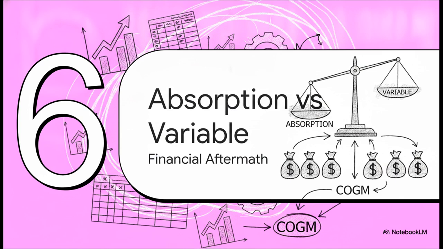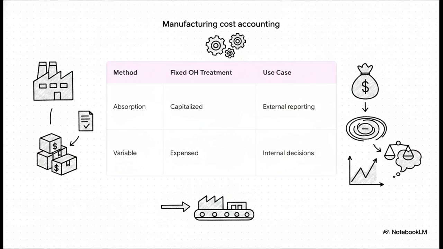Finally, let's hit Section 6, absorption versus variable costing. We need to perfectly contrast the two primary ways to treat these costs. First, under full absorption costing, which, by the way, is strictly required for external reporting, fixed manufacturing overhead is capitalized right into inventory. It basically sticks to the product. But under variable costing, which is used internally for management decisions, fixed overhead is expensed in the exact period it's incurred. Variable costing is what managers actually use for things like break-even analysis and pricing, simply because it isolates the costs that actually change with volume.